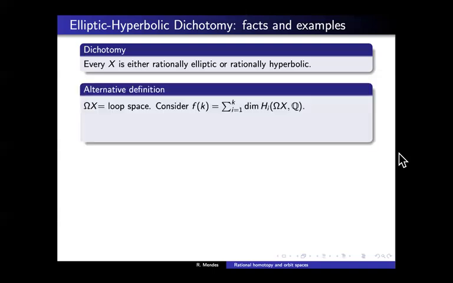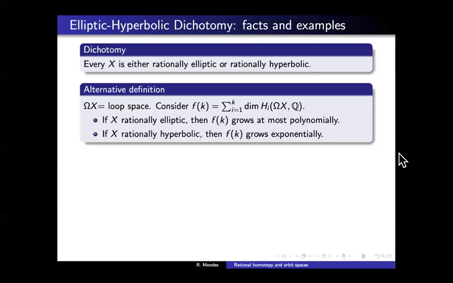For us, we're going to be using an alternative definition in terms of the homology of the loop space of X. So if you take the loop space of X, omega X, and look at the sum of the Betti numbers up to k of the loop space with rational coefficients, then it turns out that you can tell if the original space X was rationally elliptic or hyperbolic by the growth of this new function. It grows at most polynomially exactly when the original space was elliptic, and it grows exponentially when the original space was hyperbolic.